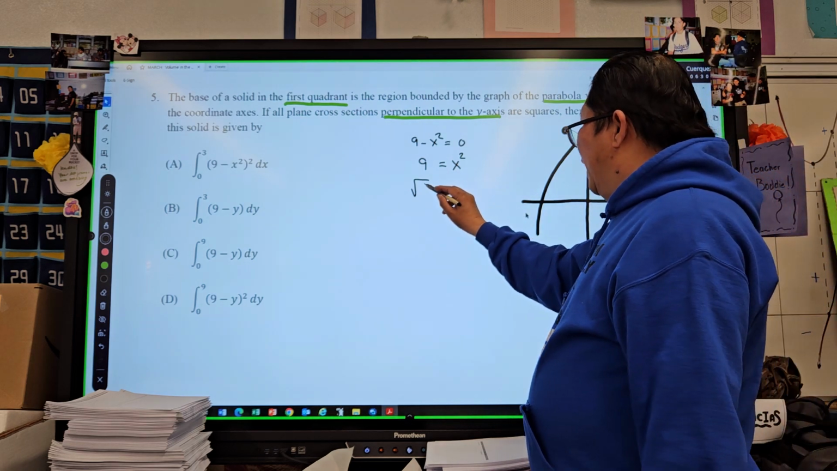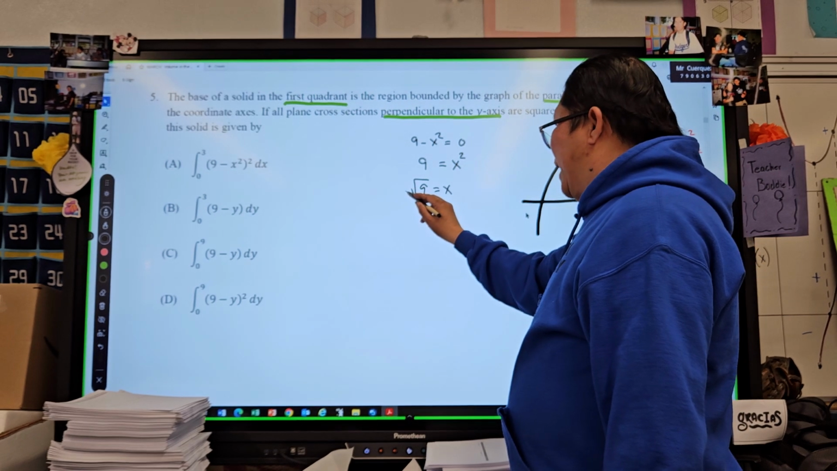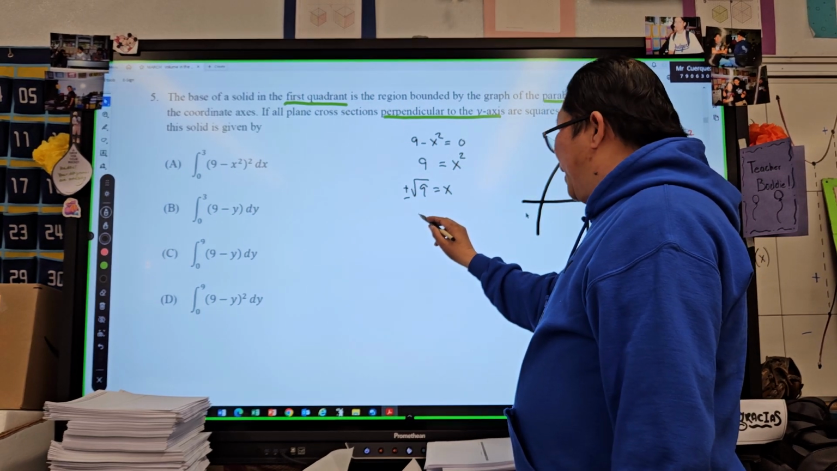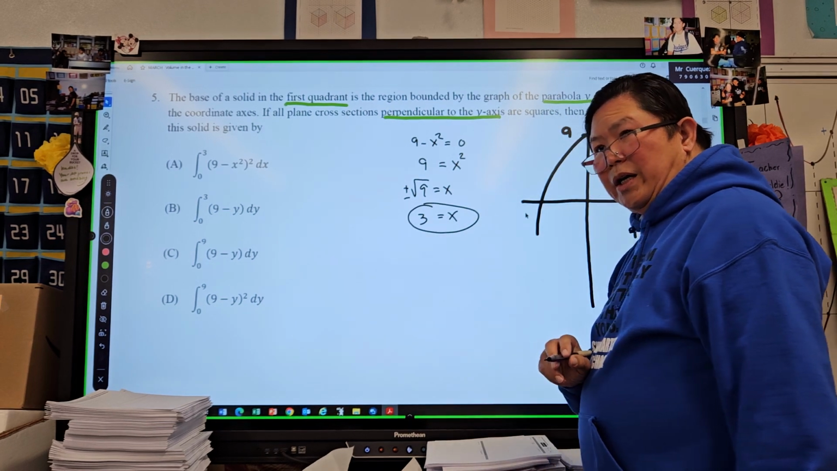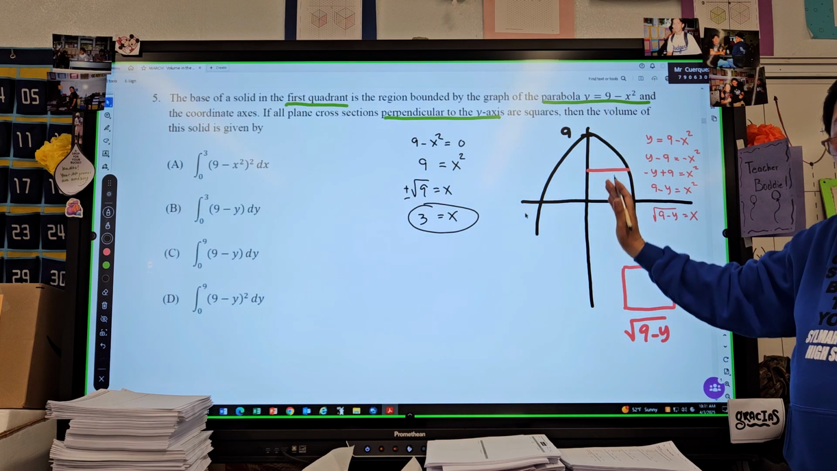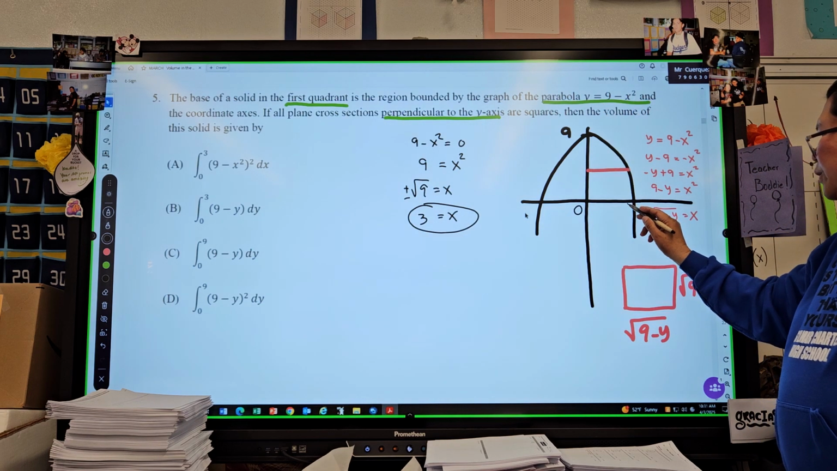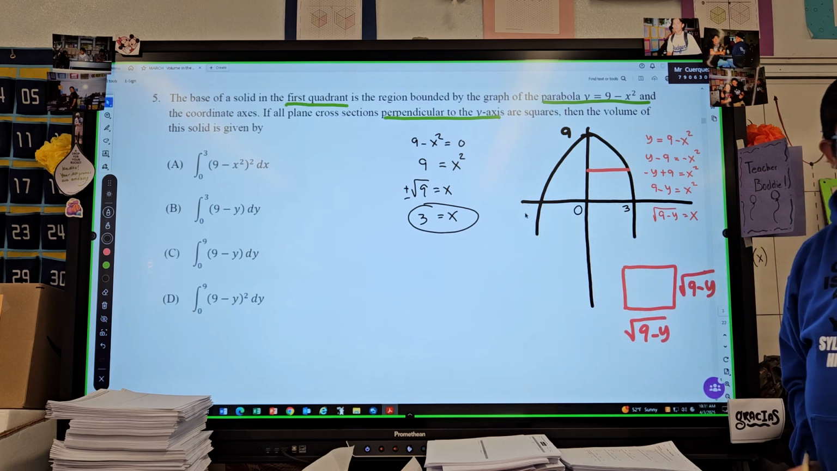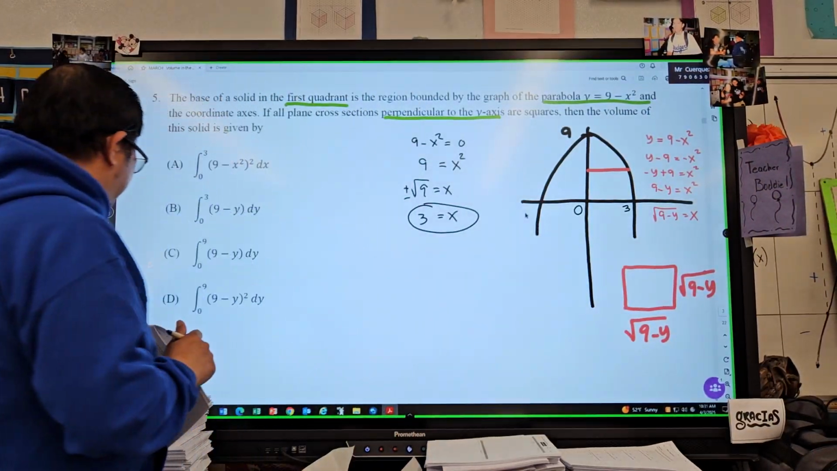So square root of 9. What is that? 3. As I said, we consider plus and minus, but what is important is the positive value. We don't consider the negative value because our concern is first quadrant. So it starts from 0 to 3. This is our limit.